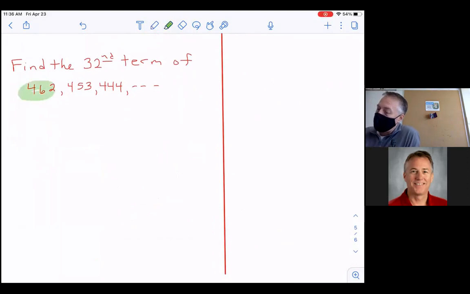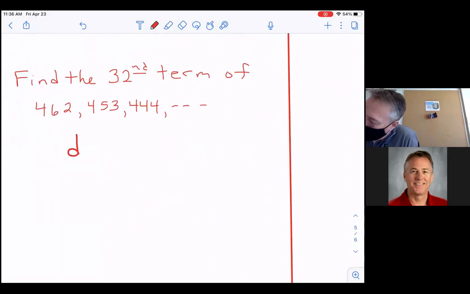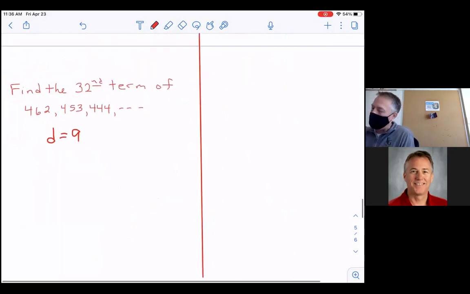So what are we subtracting each time? From 462 to 453 to 444. Nine. Good. We're subtracting 9. So that's our D value. So D is equal to 9. All right, we're rolling here.